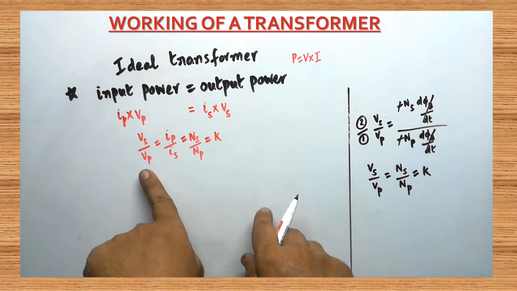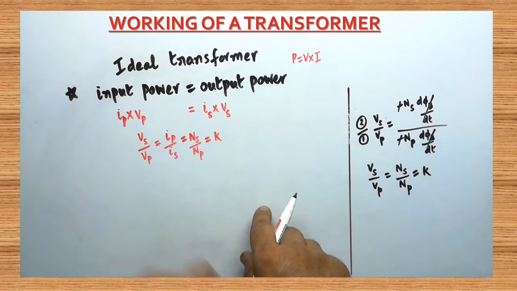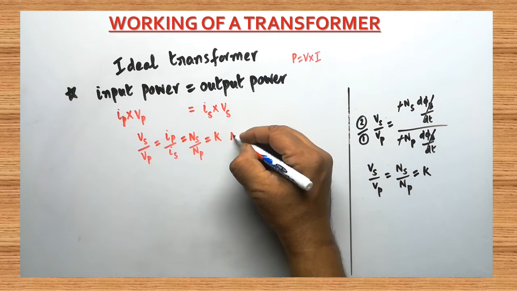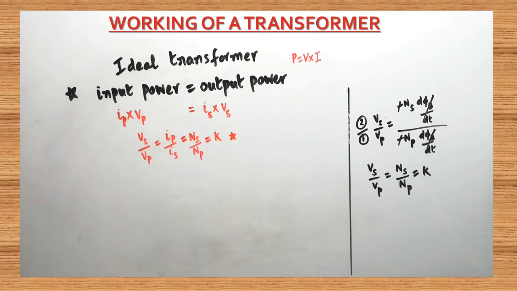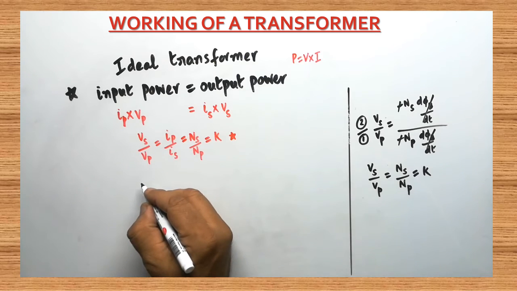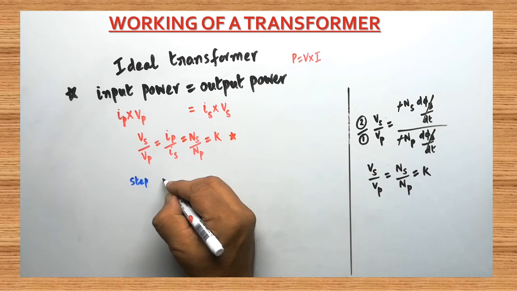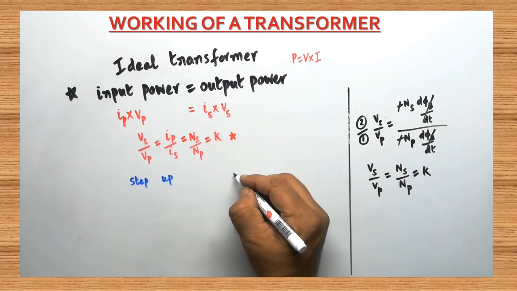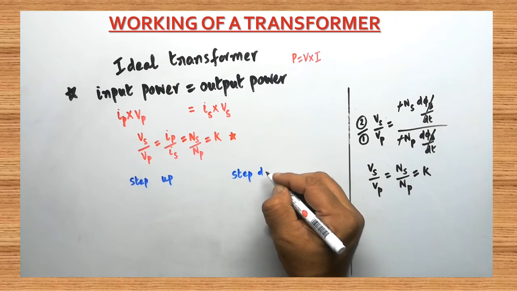So here, by knowing any three quantities, we can calculate any unknown quantity. So problems will be asked from this basic equation. Are you clear? Now we are going to differentiate the step up transformer and the step down transformer. Are you clear? So let's classify how it could be differentiated. Step up. Already I have told about the differentiation between step up and step down. Again, on the basis of the equation, I am going to explain.